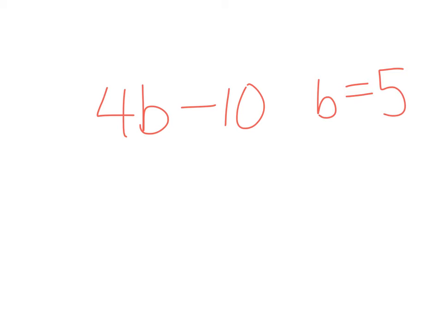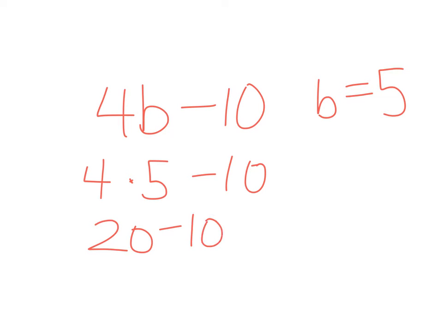So this is a little bit more complicated because this says 4b minus 10 when b is equal to 5. I still have to substitute in here, but remember that means it's times 5 now because it's 4 times b. So I do my multiplication because of order of operations. It's going to be 20 minus 10. So the answer to this is going to be 10.